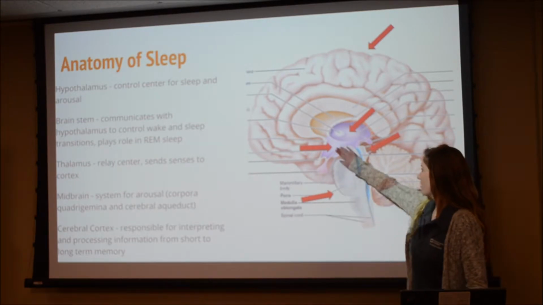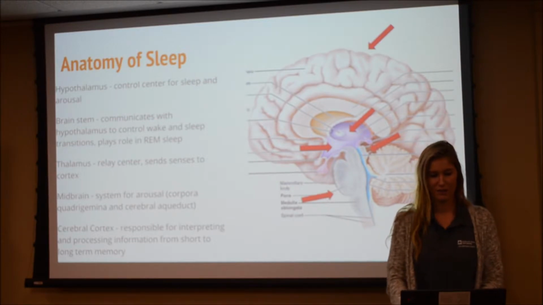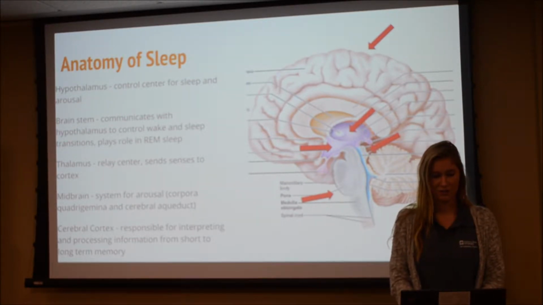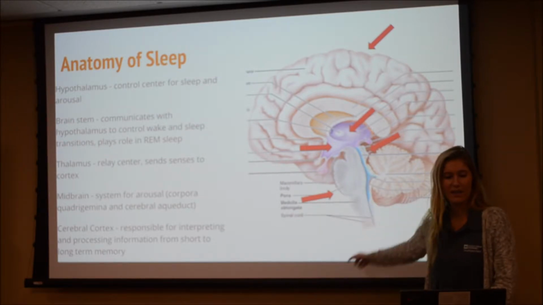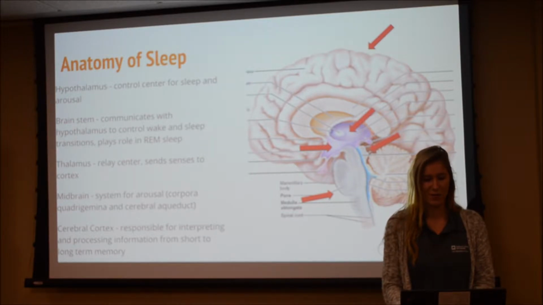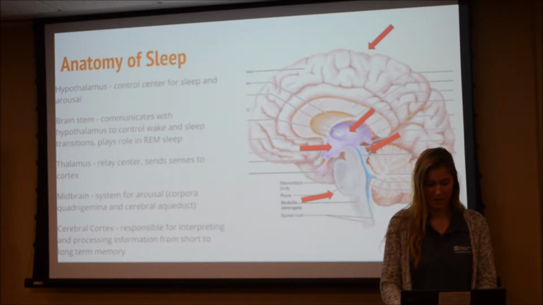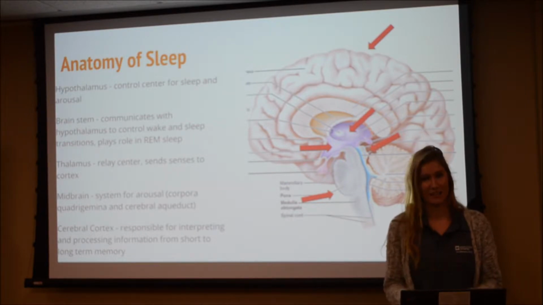And this is located right here in the brain, kind of in the middle, and this is the control center for sleep and arousal. Second structure is the brainstem, which consists of the pons, medulla, and the midbrain, and this is right here, all of this combined. And this communicates with the hypothalamus to control wake and sleep transitions and plays a role in REM sleep. During REM, as Lauren discussed, the brain signals to relax the muscles essential for posture and limb movements, so you're not acting out your dreams when you sleep.